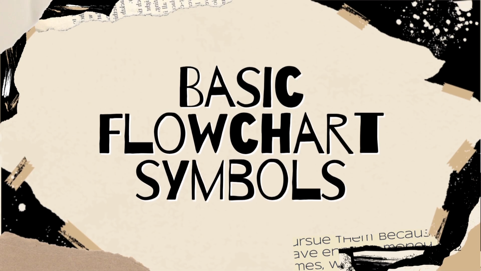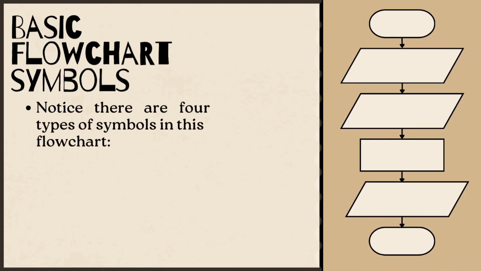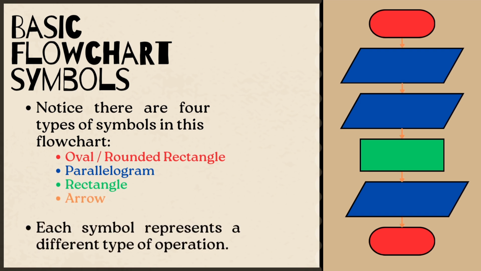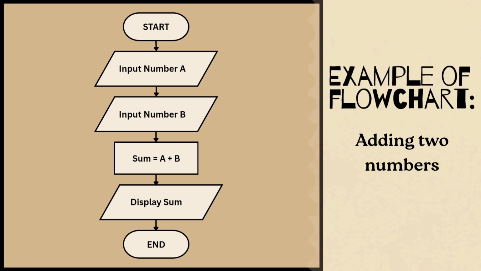4 basic flowchart symbols. Notice there are 4 types of symbols in this flowchart: oval, parallelogram, rectangle, arrow. Each symbol represents a different type of operation. Here's an example of a simple flowchart of adding 2 numbers.